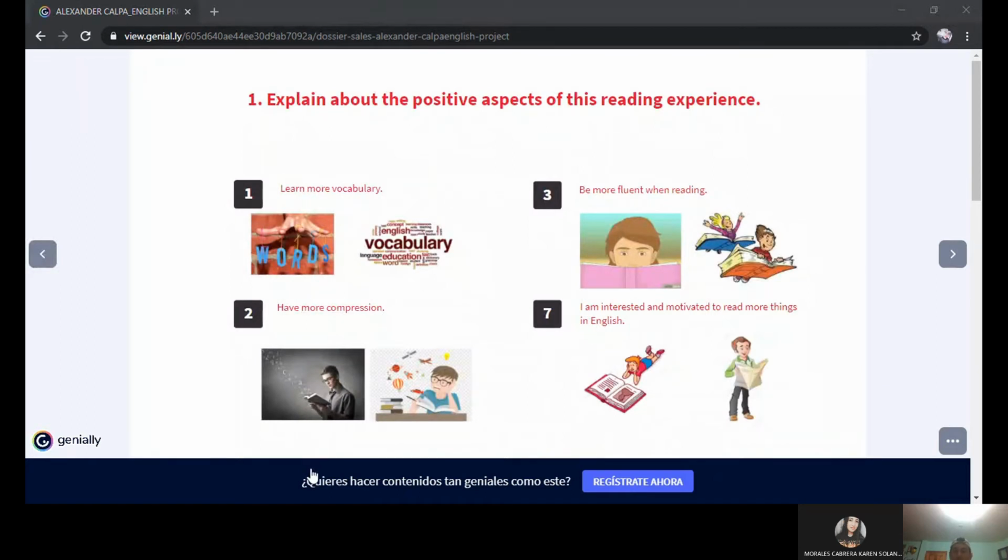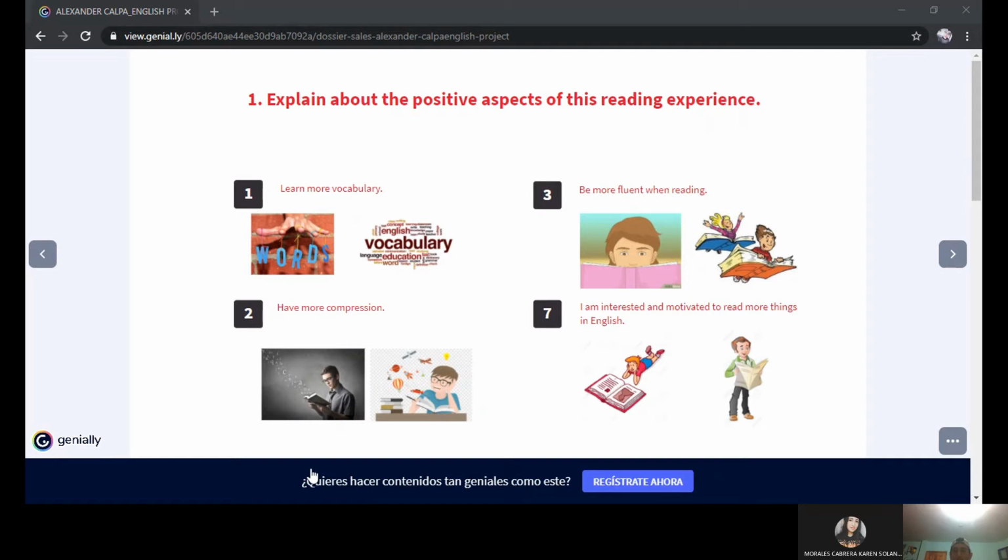The positives about reading were, first, learn more vocabulary. Second, have more comprehension. Third, be more fluent when reading. Fourth, I'm motivated to read more things in English, for example, books, comics, and even watching movies and series in English.